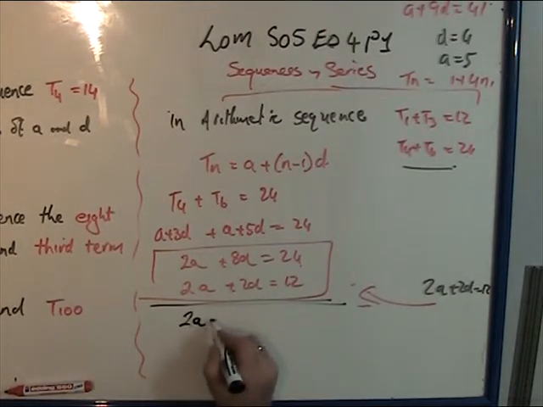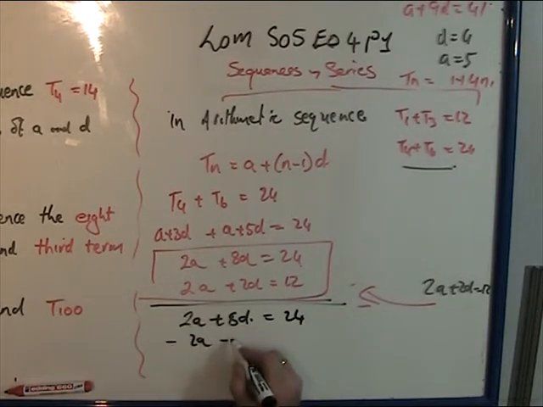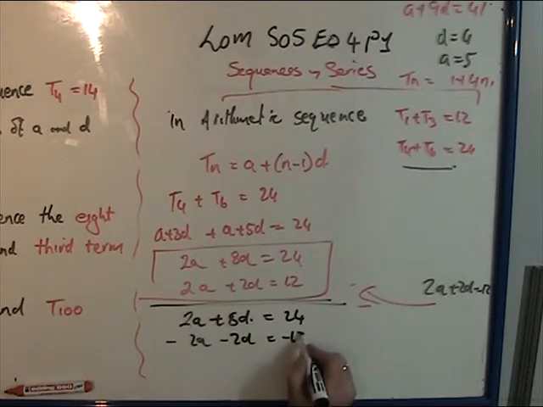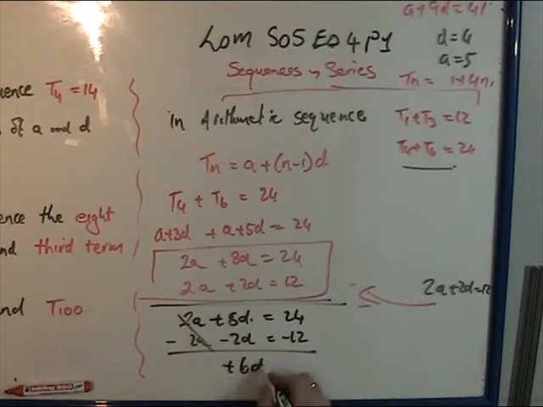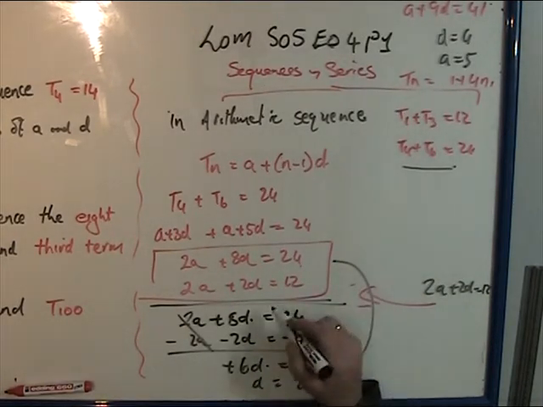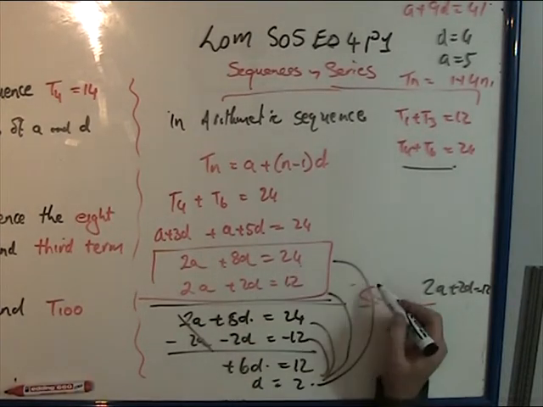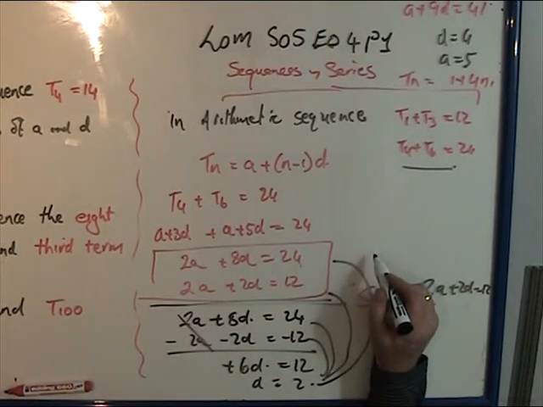So that's going to be 2A plus 8d is equal to 24, and minus 2A minus 2d is equal to minus 12. They cancel, so you got plus 6d is equal to 12, d is equal to 2. And when you solve for d, you can put in 2 for d, so you got into the most simplest one. Any of them will do, okay? Any of these will do. So I'm going to just put it into the 2A plus 2d.